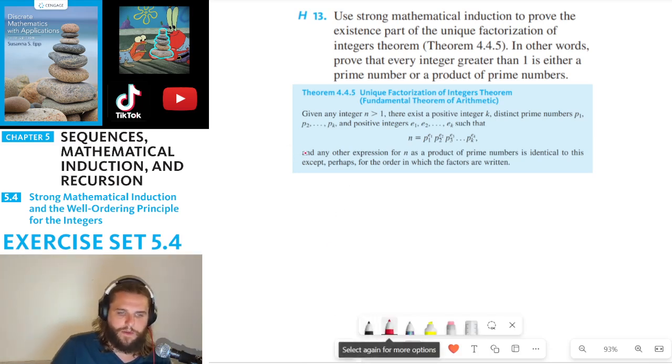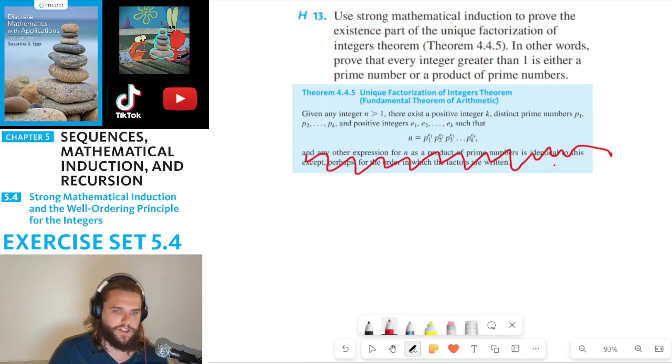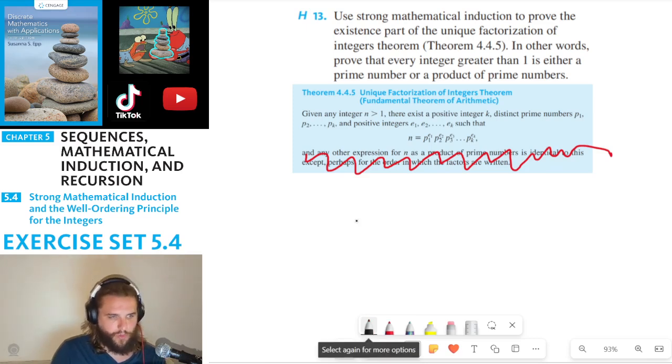Now, we're not going to be focusing on the uniqueness part of this theorem. We're focusing primarily on the existence part of the unique factorization of integers theorem. This is a really important proof to understand, especially with strong mathematical induction. And if you're interested in mathematics at all beyond discrete math, this is a very important theorem. Now, this proof will require strong mathematical induction.